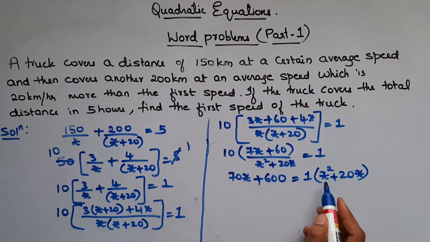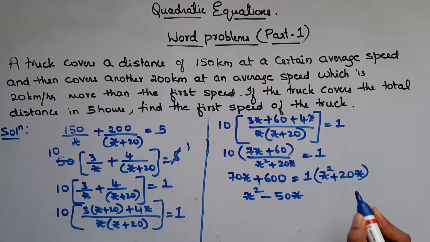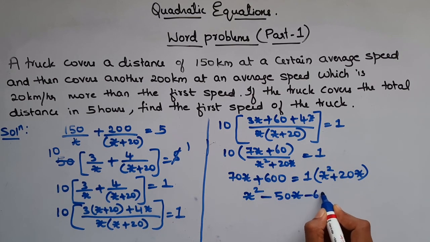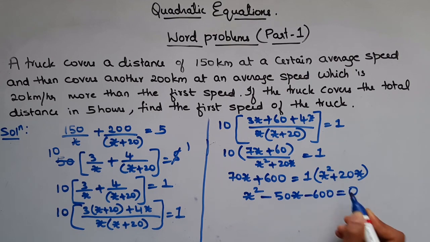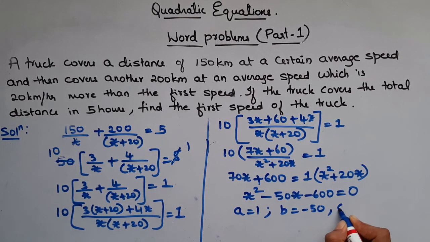So now let's bring this to standard form. Here x square 20x minus 70x will give you minus 50x, right? So plus 600, when you bring to the other side, it will be minus 600, which is equal to 0. Now you have a quadratic equation in the standard form, where a is equal to 1, b is equal to minus 50, and your c is minus 600.